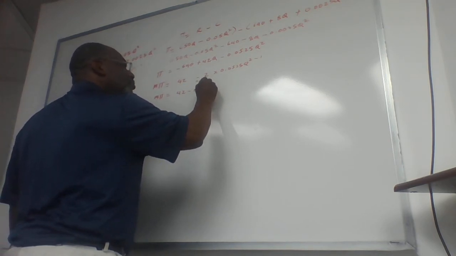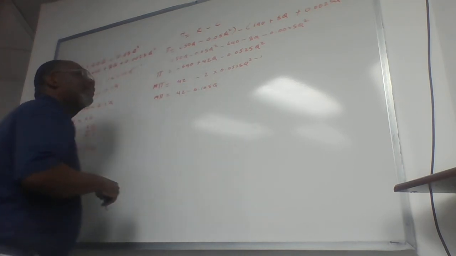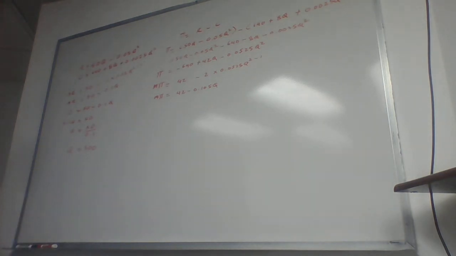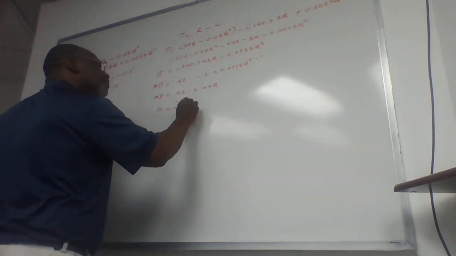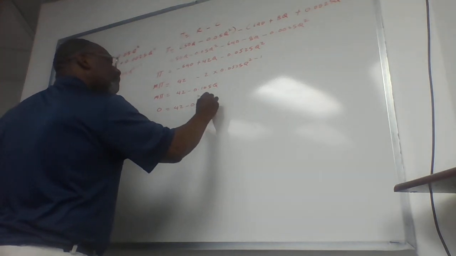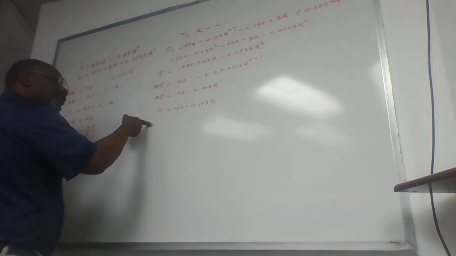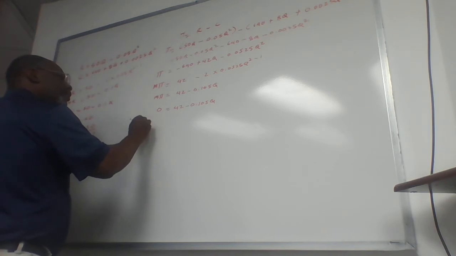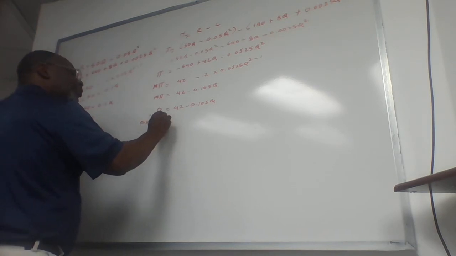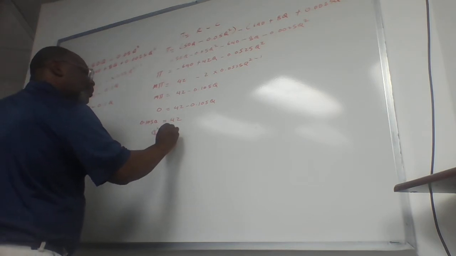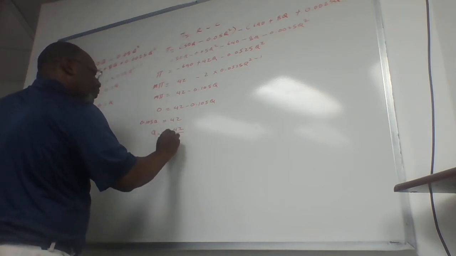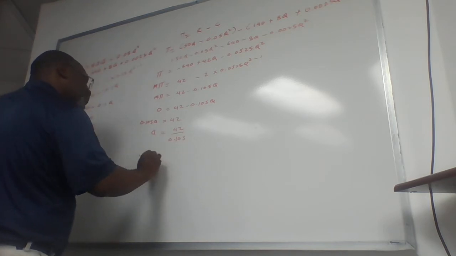If you remember it from your homework, that's good. Then you have to set this to 0. So that's my marginal profit, set equal to 0. Make that positive, so I have 0.105Q equals 42. So Q equals 42 divided by 0.105, so Q equals 400.